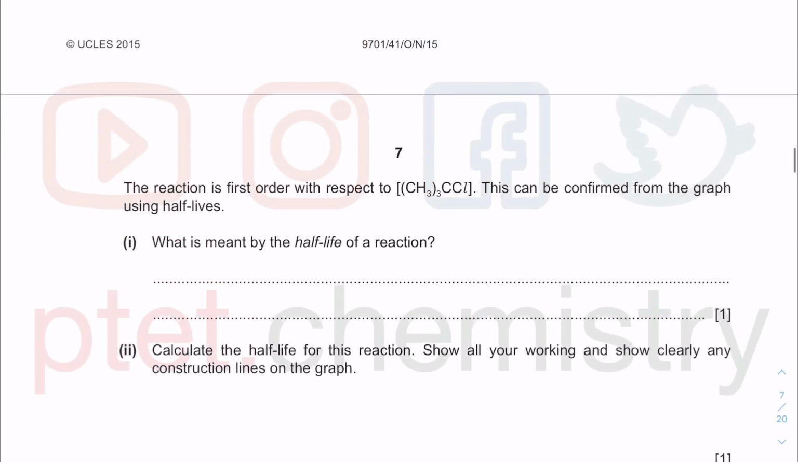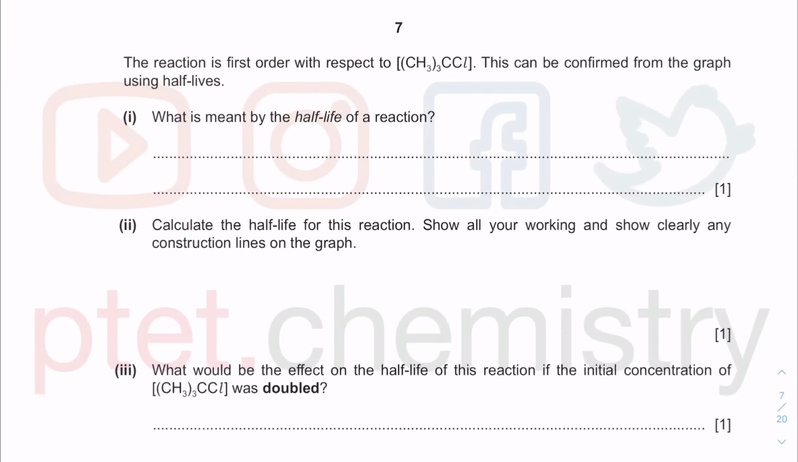But we're going to have to read through the question. What do they want? They say it is first order with respect to this tertiary halogenoalkane concentration. What is meant by... Oh, I thought they actually asked for what is meant by first order. Order of reaction is not asked here, but order of reaction is defined as the power to which you must raise the concentration in the rate equation.